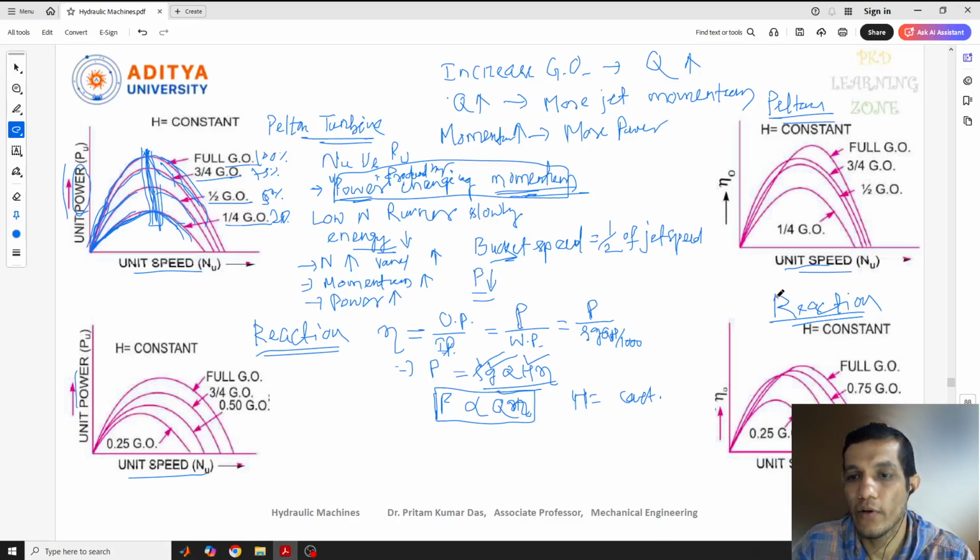Okay, this is for the reaction turbine. Here, as we can see, for the reaction turbine power we are discussing, correct? At low speed, we can see the runner starts rotating slowly. The runner starts moving slowly because the speed is low, so obviously the runner will move slowly.